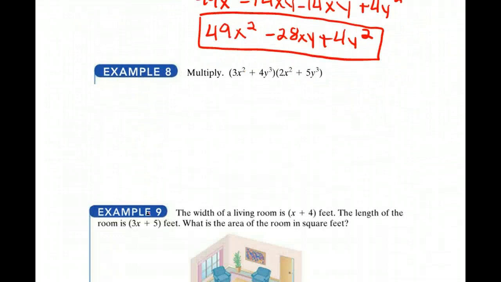Example 8 is just another binomial times a binomial. Please pause the recording, complete this one on your own, and when you're ready, we will check your answers together.